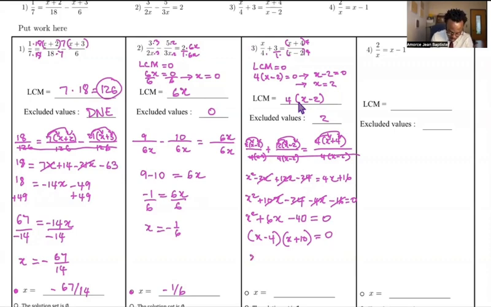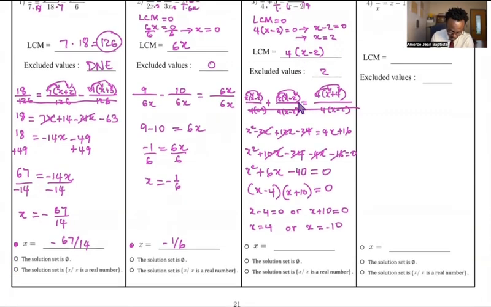And then by the zero product principle, we would have x minus 4 equals 0, or x plus 10 equals 0, x equals 4, or x equals negative 10. So first, we need to check that the solutions work. 4 is not excluded, and 10 is not one of the excluded values. So your solution is 4 and negative 10.